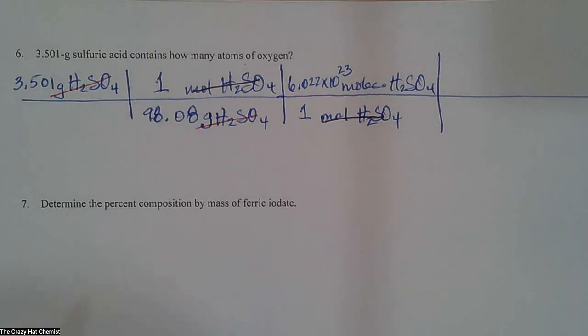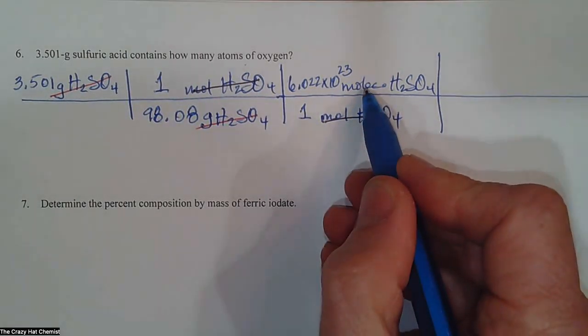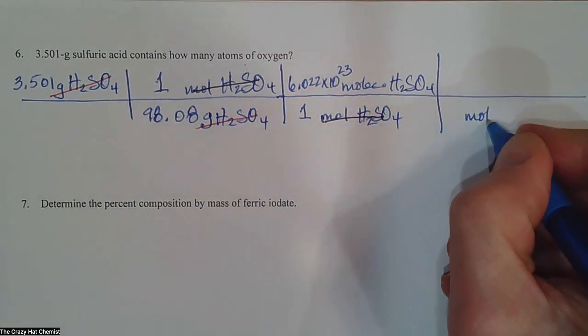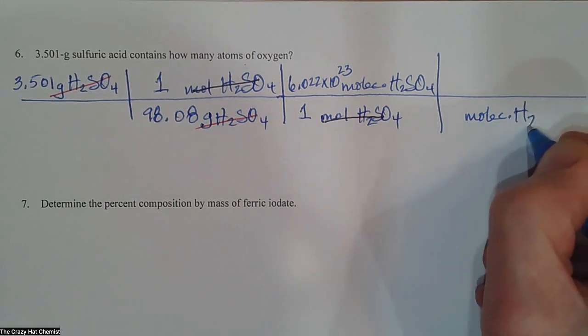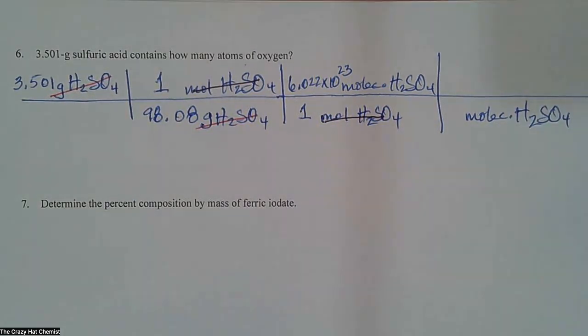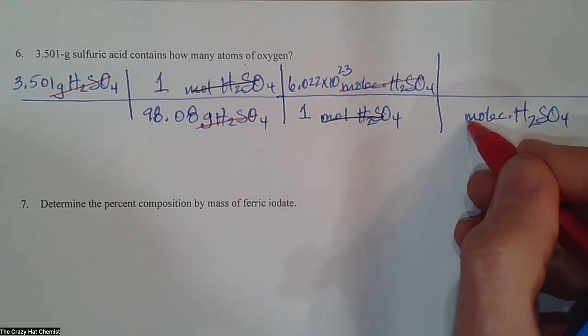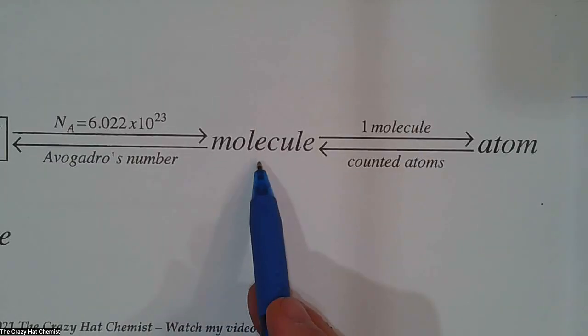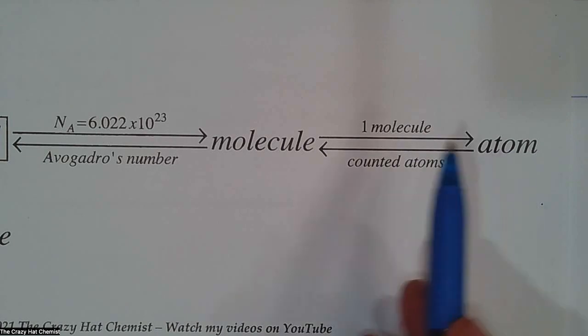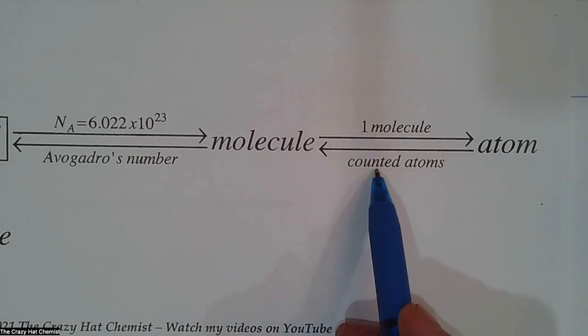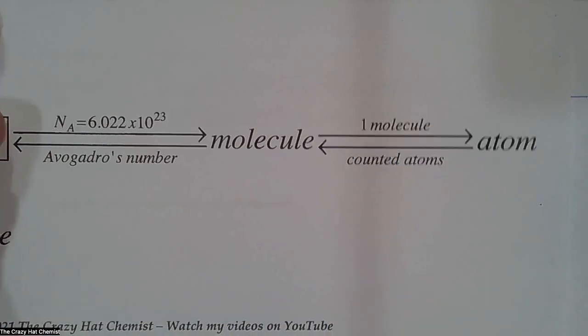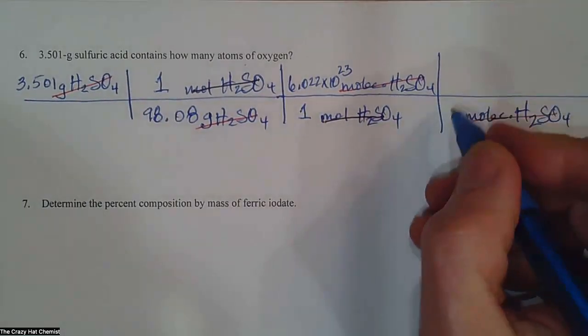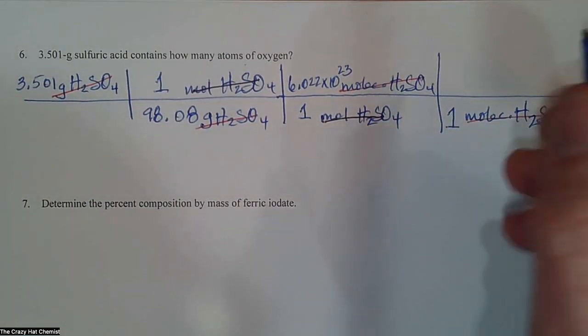Okay, I'm not done because I need to go to atoms. So molecules are right down here. So this is molecules of H2SO4, just right on the edge here. So I like playing on the edge. This will allow us to cancel out molecules of H2SO4. So I'm at molecules and I'm going to atoms. So it's 1 molecule for a counted number of atoms.